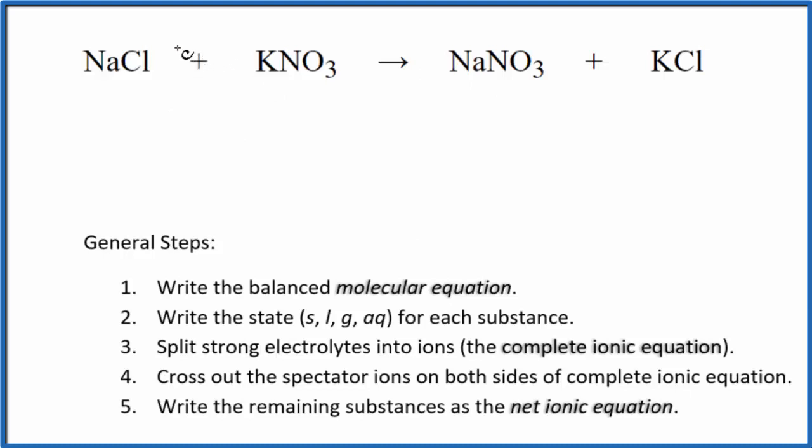So if you know your solubility rules, chlorides and sodium compounds are very soluble, aq. Nitrates, very soluble, aq. We have another nitrate here, aq. And we said chlorides are soluble, potassium compounds in general, very soluble, aq. So what happens at this point is everything here is soluble. So we haven't formed any solids or gases or liquids. There's no new product being formed.